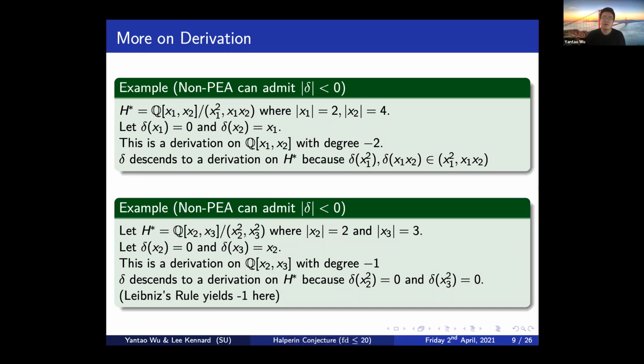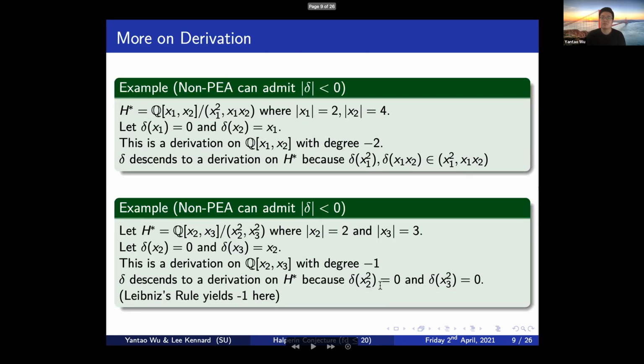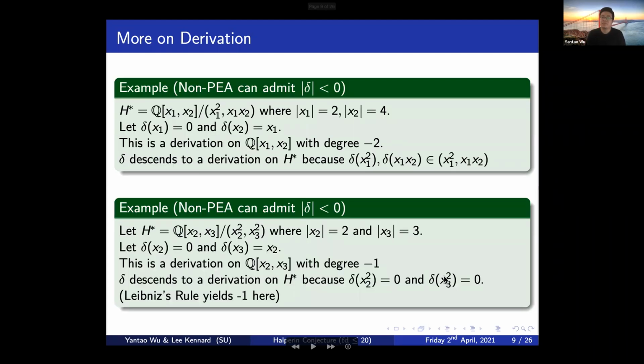And notice that by the Leibniz rule, we have a negative to some power. Let me go back. The negative to the power of degree of delta times degree of a. So in this example, when we compute delta of x3 squared, we have a negative sign here, which means this will become 0. If x3 has even degree, this will not happen. So by the three examples, we see that positive elliptic algebra can make a derivation with positive degree. And if something is not positive elliptic algebra, then it can make a derivation with negative degree.